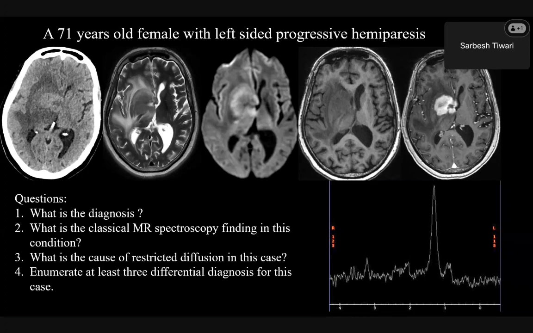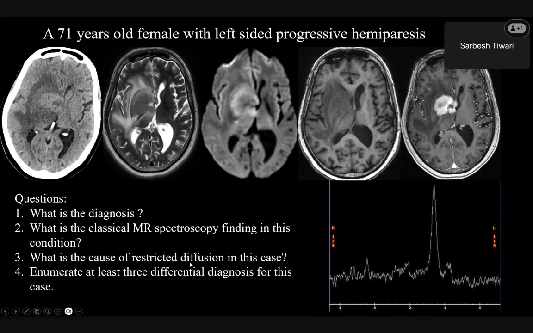Tell me the classical MR spectroscopy finding in CNS lymphoma. A large choline peak, all right. So a large choline peak is known, but sometimes the choline peak will not be there, and you'll find a large lipid peak. A large lipid peak and a large choline peak are the features of CNS lymphoma on spectroscopy.